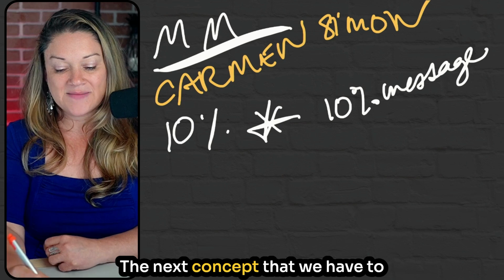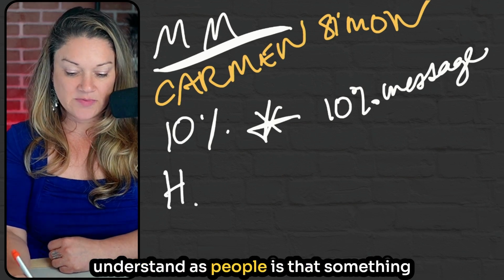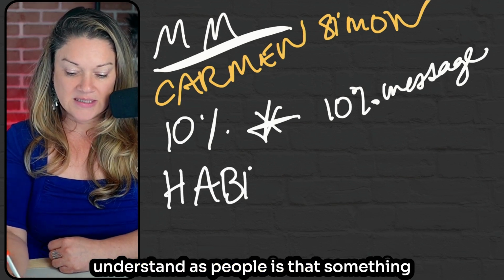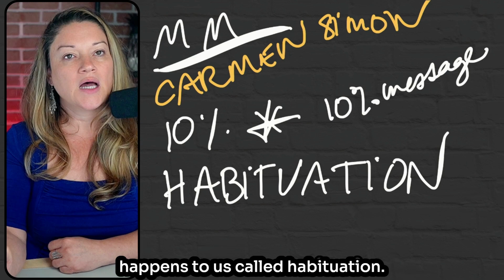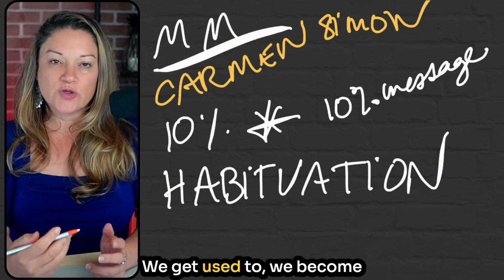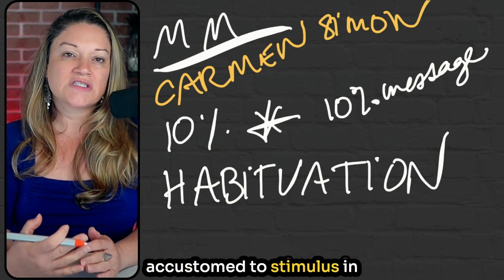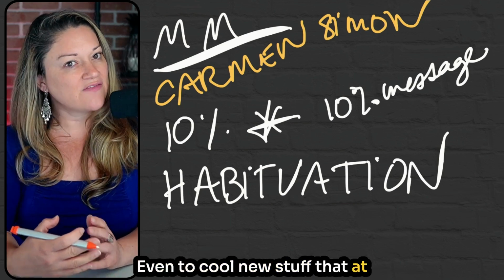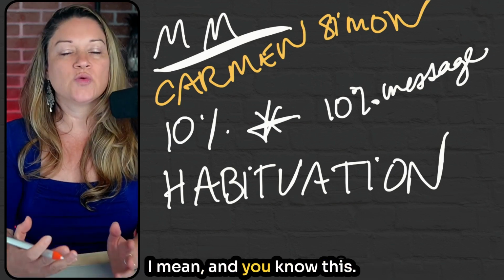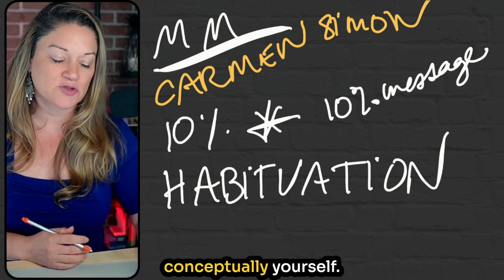The next concept that we have to understand as people is that something happens to us called habituation. We get used to, we become accustomed to stimulus in our environment very quickly, even to cool new stuff that at first we were very interested by. I mean, and you know this, you understand this conceptually yourself.